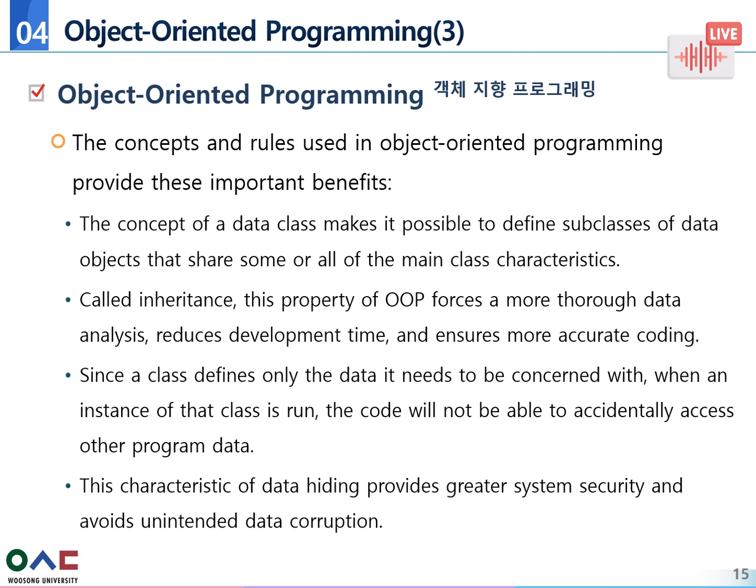Since a class defines only the data it needs to be concerned with, when an instance of that class is run, the code will not be able to accidentally access other program data. This characteristic of data hiding provides greater system security and avoids unintended data corruption.